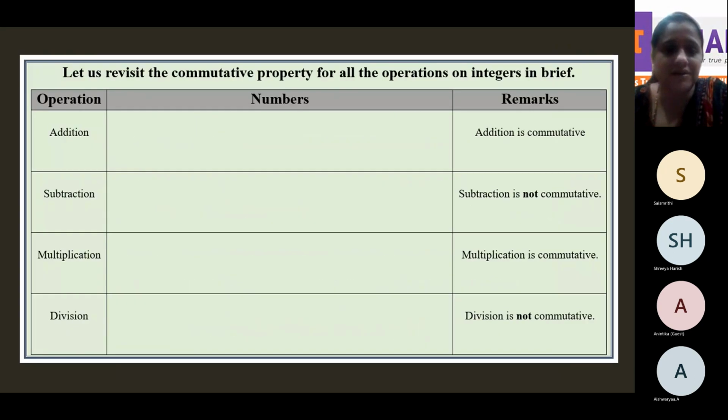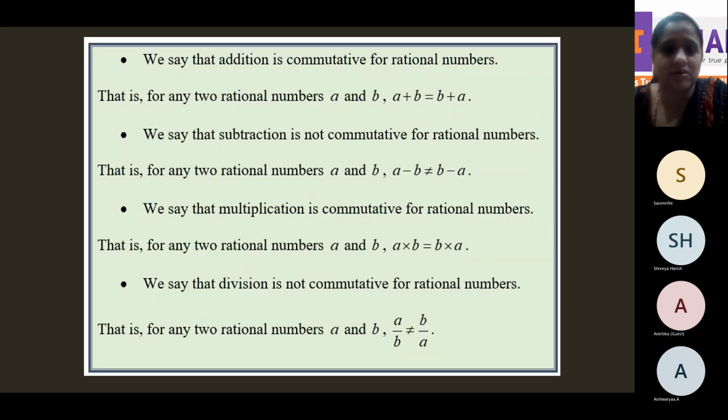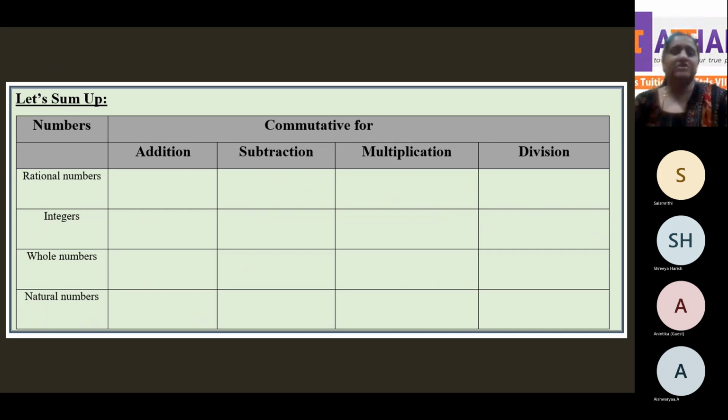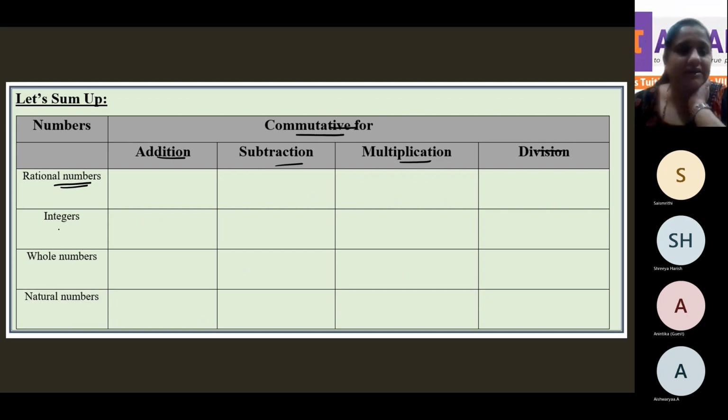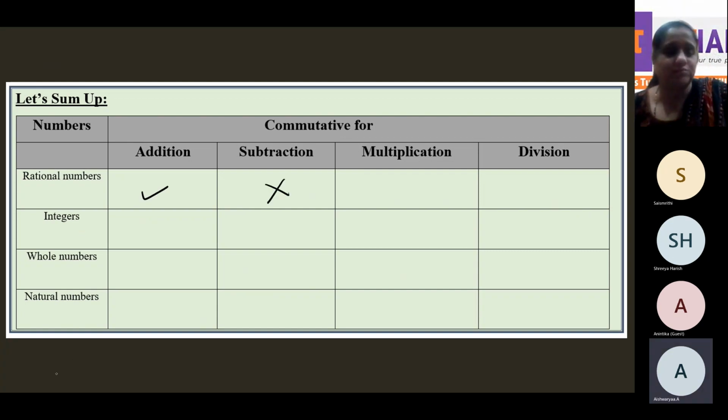Yeah, class, now you can continue. All of us can take from now. Yeah, this one. This is the next one. So we need to check if rational numbers are commutative under addition, subtraction, multiplication, division. Similarly, integers: are integers commutative for addition, subtraction, multiplication, division, and so on. So put a tick if yes, cross if no.